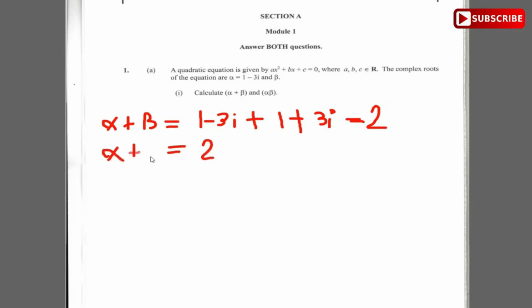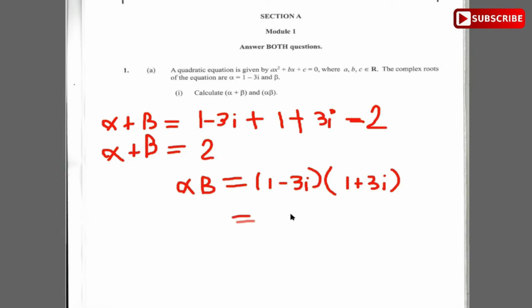The next thing we're going to want to know is what is alpha times beta. Now, alpha times beta is going to be 1 plus 3i times 1 minus 3i. But that's just the difference of two squares: first term squared minus second term squared. So it's going to be 1 squared minus 3i all squared. 3i all squared is 9i squared, and i squared is minus 1, so it's 1 minus minus 9, so that becomes 10.